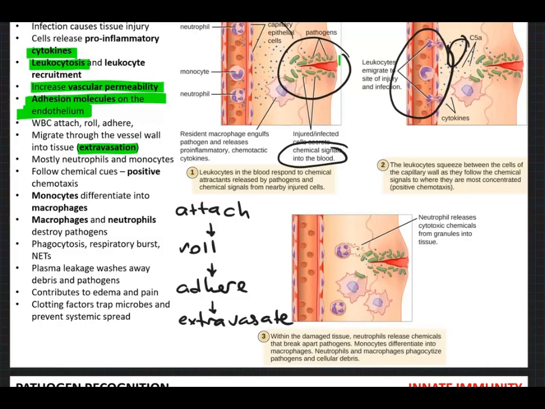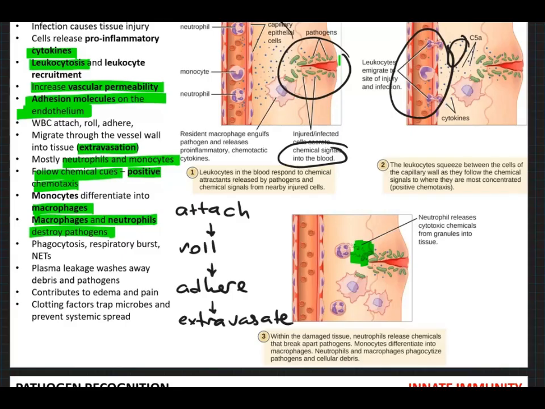So those cells that do this, mostly neutrophils and monocytes, once they are in the tissues, they follow these inflammatory chemicals, just like Hansel and Gretel followed the trail of breadcrumbs, which is called positive chemotaxis. So monocytes become macrophages, and these two destroy pathogens. Both of them can phagocytose. Neutrophils can also release DNA in the form of NETs, respiratory burst, that kind of stuff.